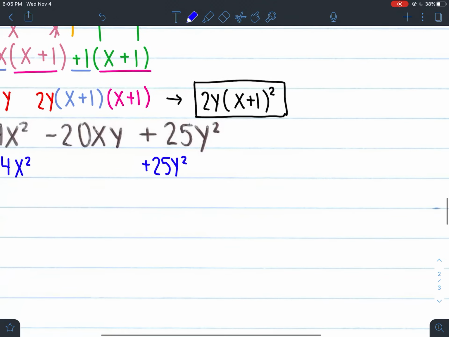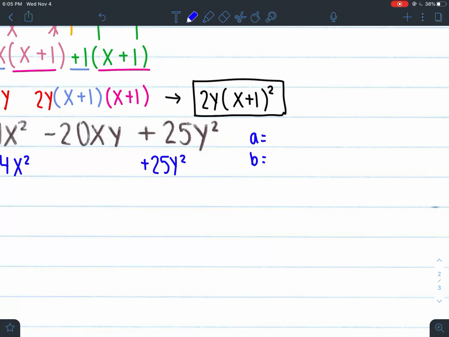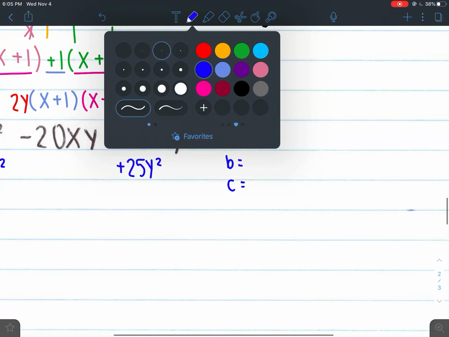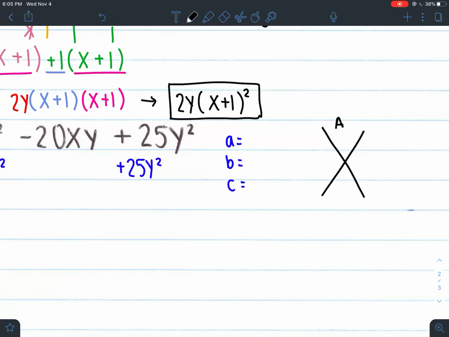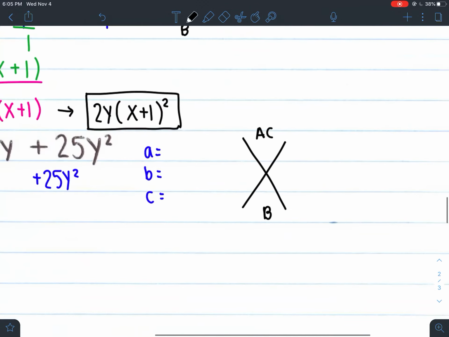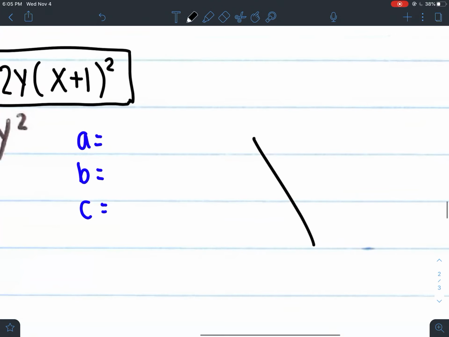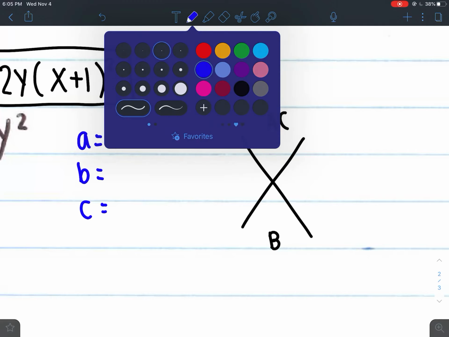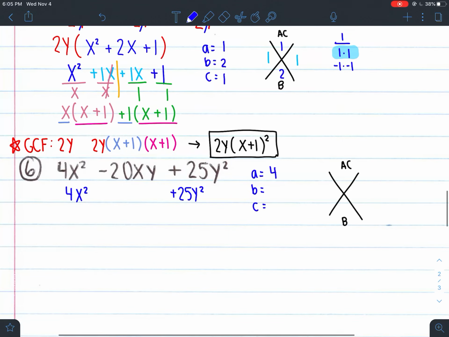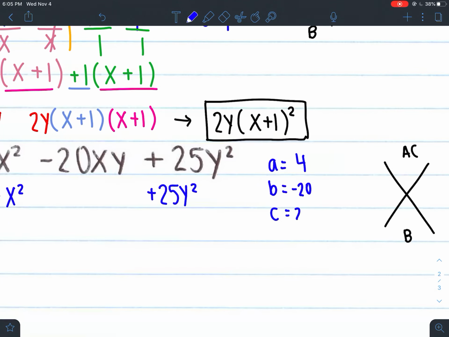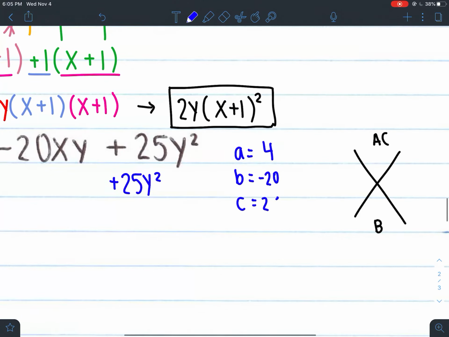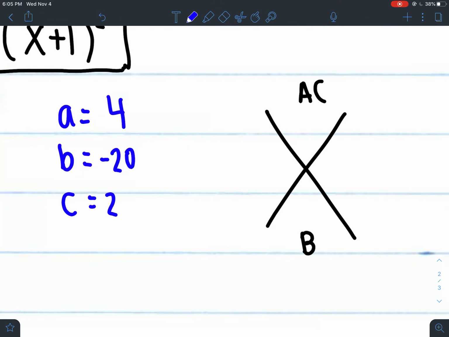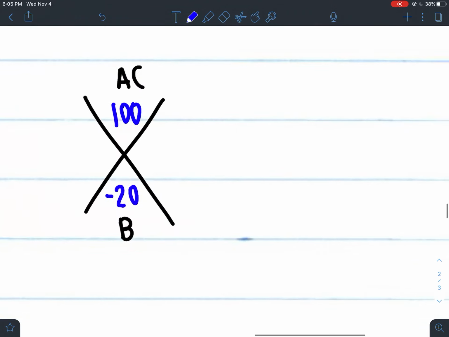So let's go ahead and identify A, B, and C on the side. Draw our x here for the AC method. A, C, and B. It's kind of big, huh? Let's rewrite that. A, C, and B. Okay, so our A here is going to be 4. Our B is negative 20, and our C is 25. So A times C here would be 4 times 25. That's going to give us 100. And B here is negative 20.